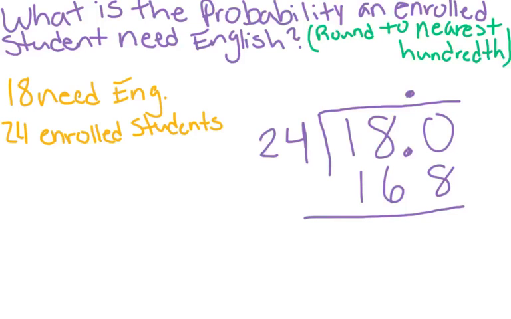So, wait. That's not right. Coming out of the closet. Oh, shoot. Correction. So 24 would go into 180 168 times.